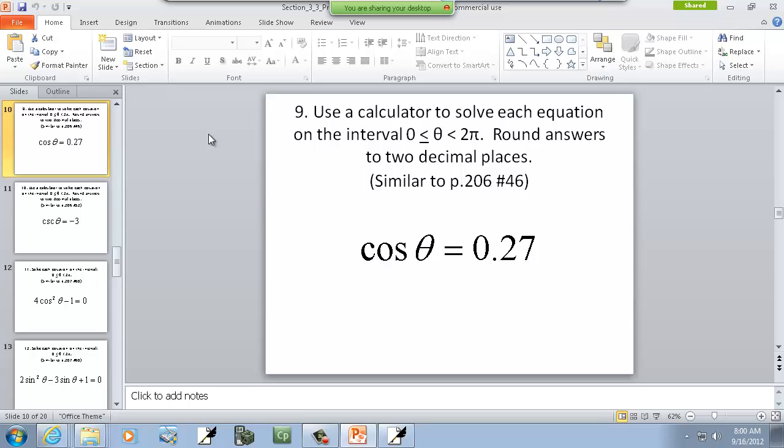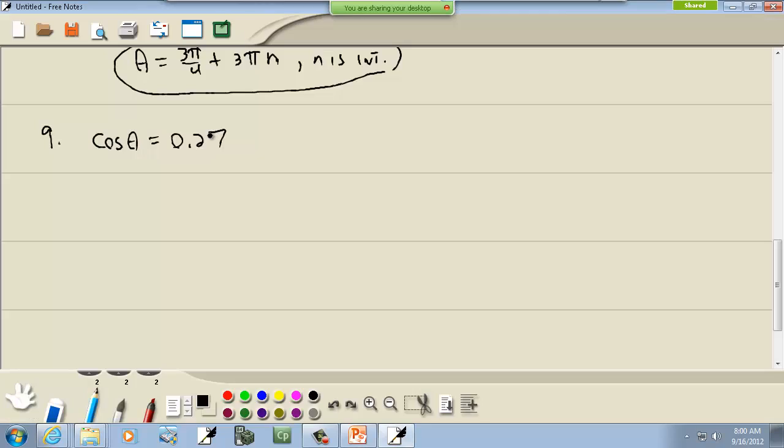Now this is saying use a calculator to solve this. Since it wants us to just use a calculator, I'm just going to go ahead and use the intersect method. You could take the inverse cosine of both sides and solve it in that manner, but why go to the bother if we're going to use a calculator anyway? So let's talk about the intersect method.